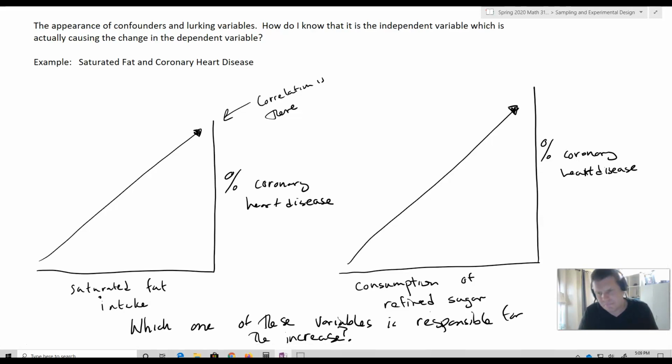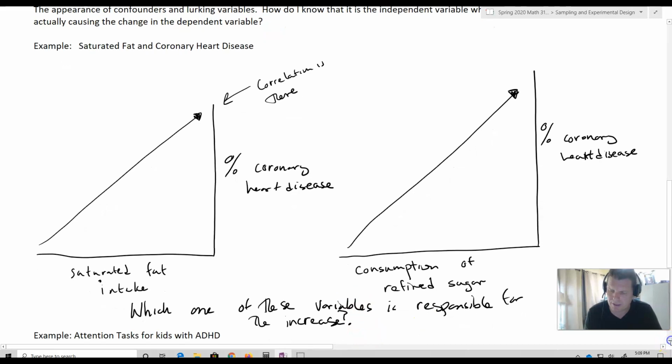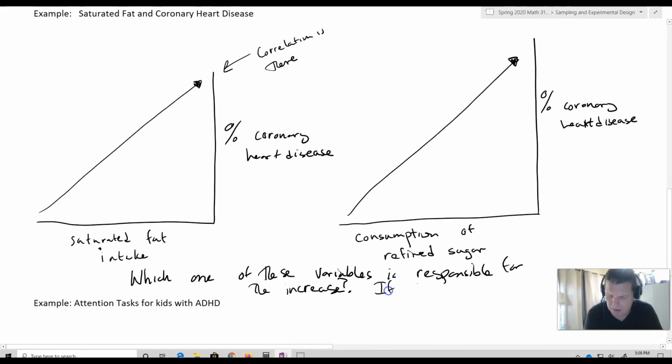And it turns out, over time we're seeing that the consumption of refined sugar ends up being a really important indicator, or maybe cause, of coronary heart disease. So that's the idea. The idea here is which one of these variables is responsible for the increase. If I can't tell, that means low internal validity. So let me write that down. If I can't tell, then low internal validity.